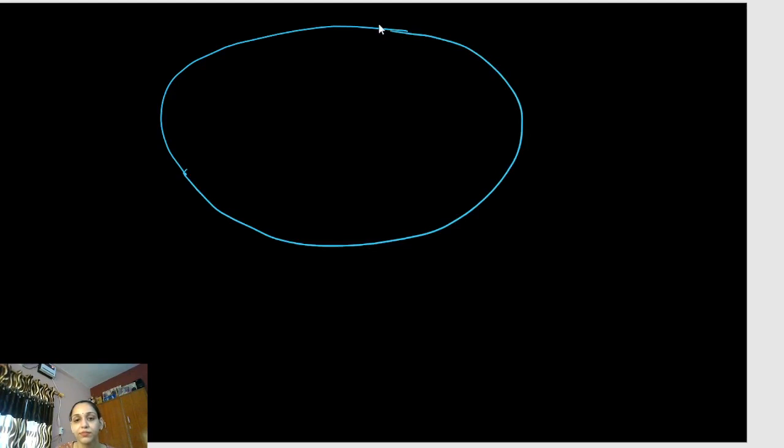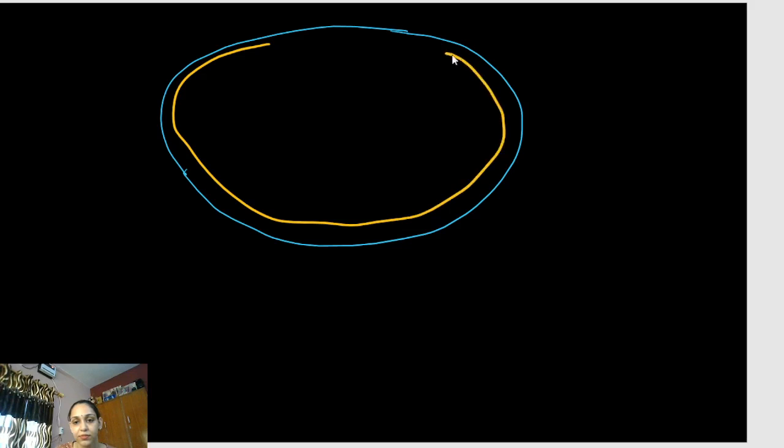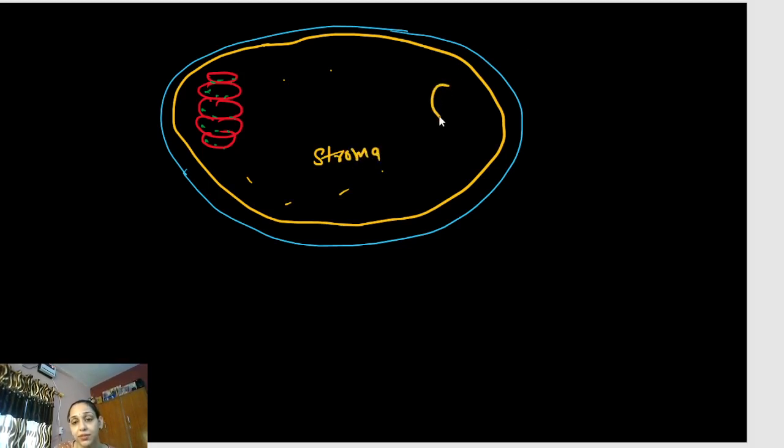Outer membrane, then inner membrane, thylakoids, chlorophyll, this is the stroma, and a small single piece of DNA, circular double-stranded DNA is also present.